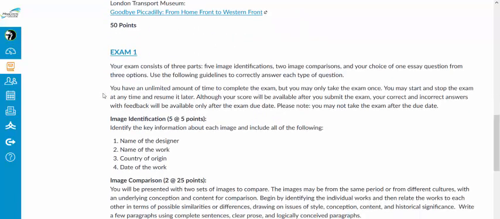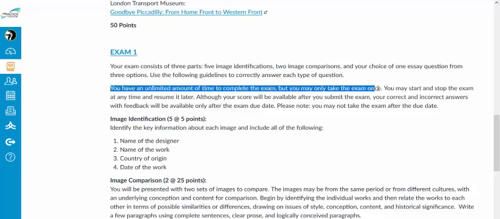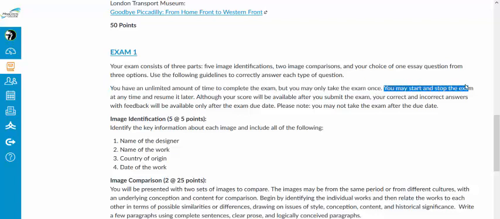Now, you have an unlimited amount of time to complete the exam, but you can only take the exam once. And you can start and stop the exam at any time and resume it later. As long as you don't click the submit button, you can always pick it up where you left off, and your answers are automatically saved. Your score will be available to you after you submit the exam, but the correct and incorrect answers will be available only after the exam due date. And make sure that you note that you may not take the exam after the due date.